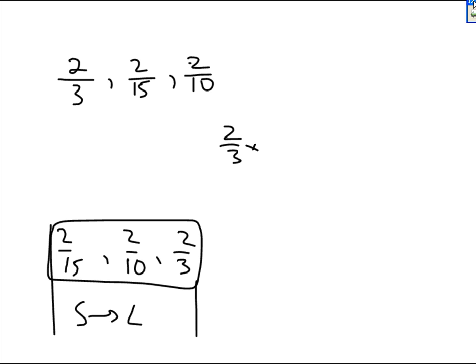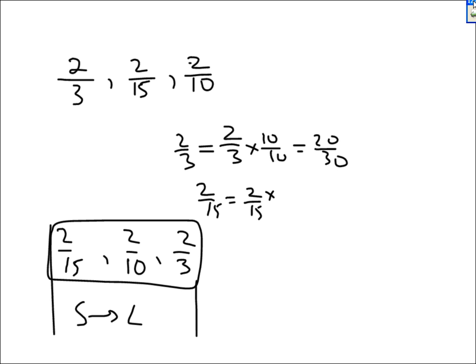2 over 3, I'll multiply by 10 over 10. And I get 20 over 30. For the 2 over 15, I will multiply by 2 over 2. I get 4 over 30. For the 2 over 10, I will multiply by 3 over 3. And I'll get 6 over 30.